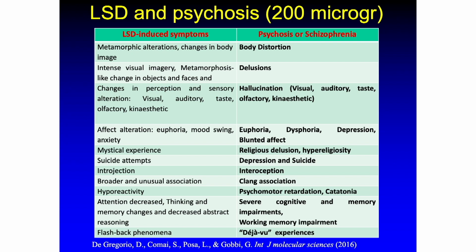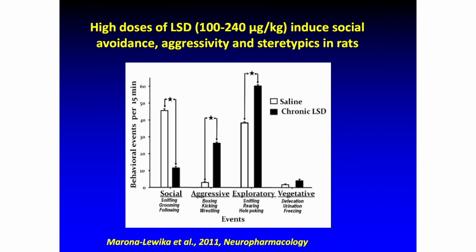You know, we can see body distortion, delusion, euphoria, dysphoria, depression, interoception, working memory impairment, of course. And even in animal models, higher doses of these compounds reduce social behavior, induce aggressive behavior, and those animals at least experience a so-called transient psychosis that can last 24 hours.